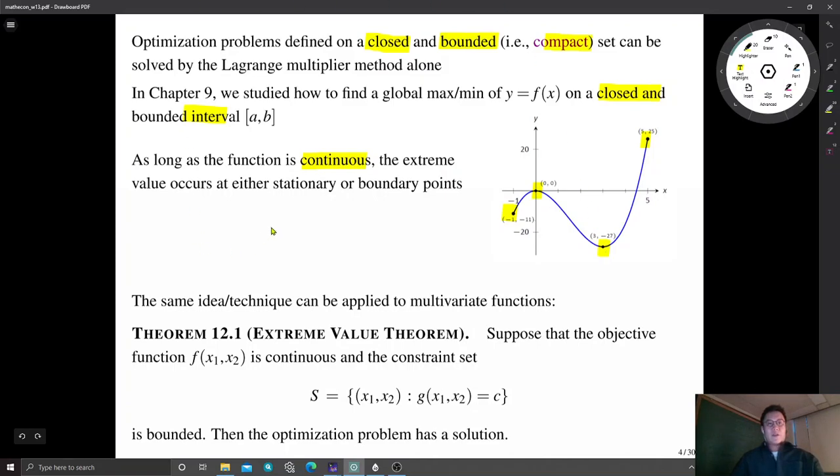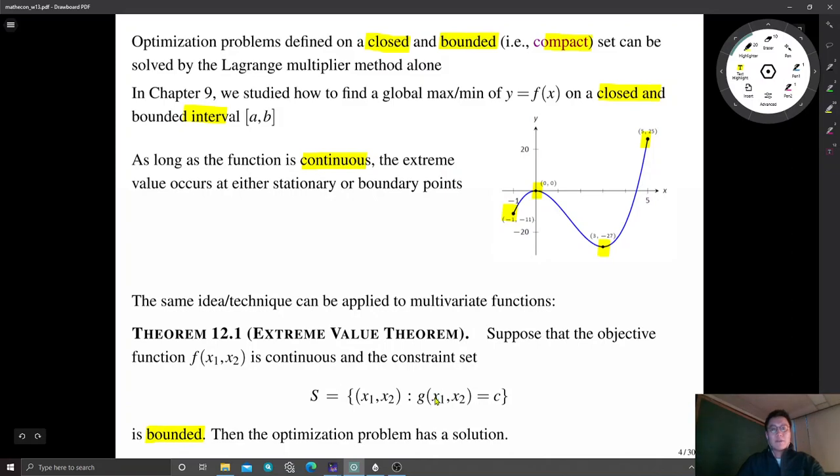Okay? So one advantage of this closed interval method is we don't have to examine the sign of the second derivative. So we don't have to adopt the second derivative test. So without the aid of the second derivative test, we can find out where the function takes the largest or smallest value. Okay? And furthermore, the same idea and same technique can be applied to multivariate cases, so multivariable cases. Okay? So specifically, if the objective function is continuous and the constraint set is bounded and closed, but whenever the constraint is given by some equation or equality, then it is automatically closed. So the set has all boundary points. So we don't have to worry about closedness as long as the constraint is given by some equation.